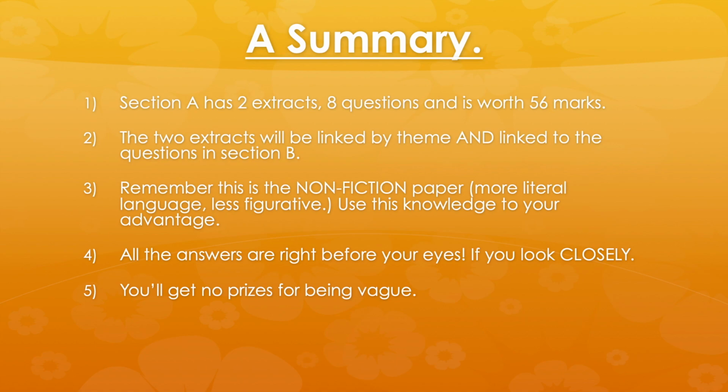A summary then. Section A, 2 extracts, 8 questions, 56 marks, an awful lot going on. But if you just remember the 25, 25, 25 minute rule for each extract, your timings will be precise. The 2 extracts are linked, not only by theme, but also to the questions that you're going to be writing about in section B. So just remember there is a golden thread running all the way through this exam paper in order to help you.